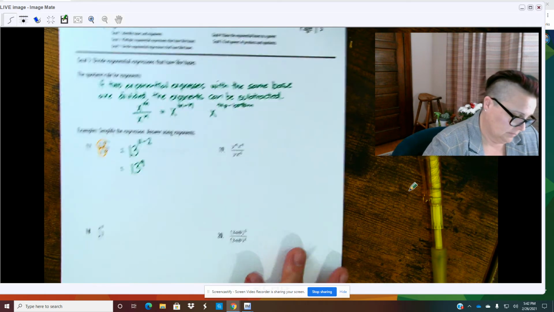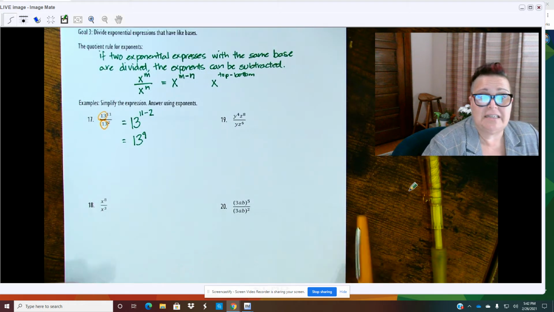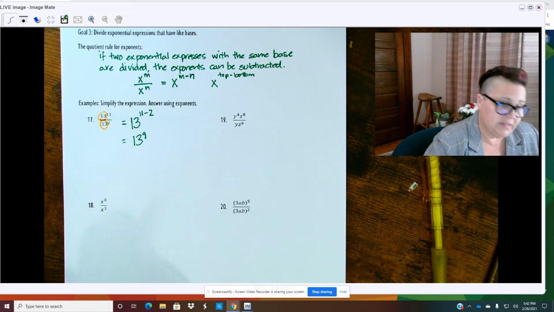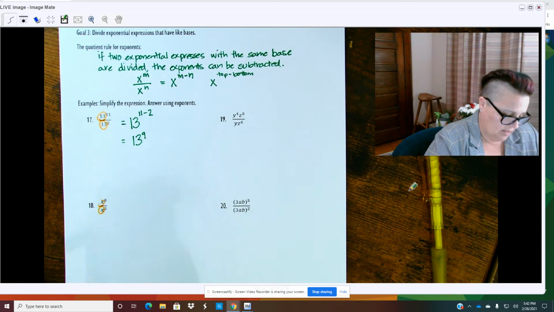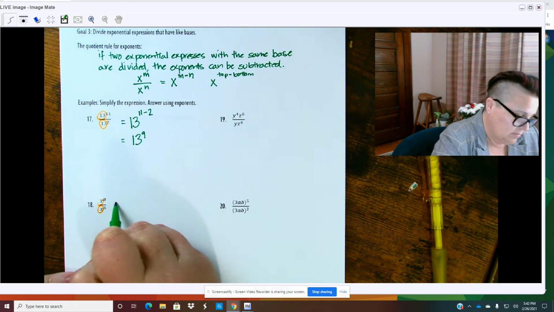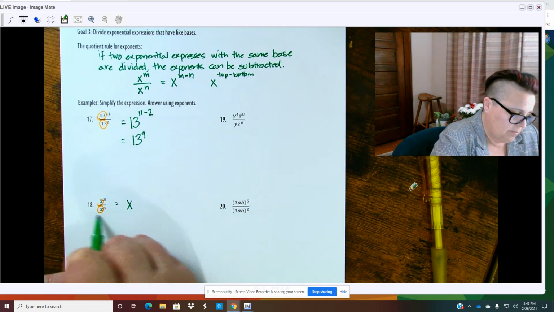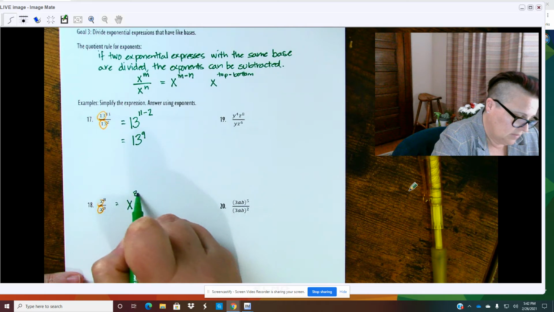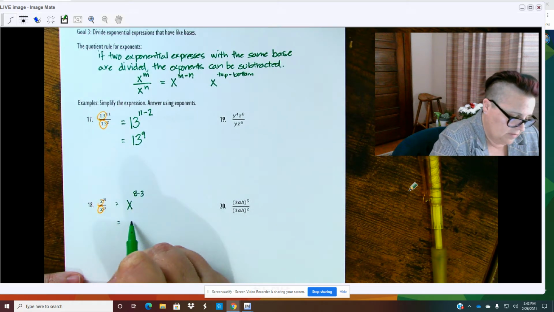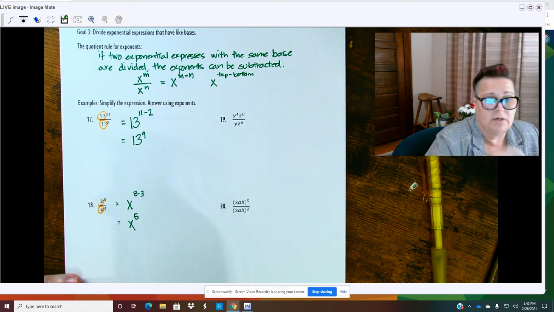All right, let's do number 18. Number 18, do they have the same base? Well, the base in the numerator is x. The base in the denominator is x. Since I do have the same base here, I can take that base of x and I can subtract my exponents, 8 minus 3. This would be the same as x to the 5th power.